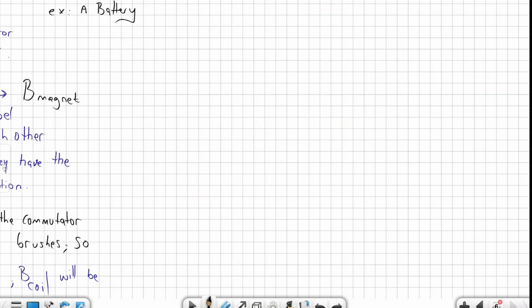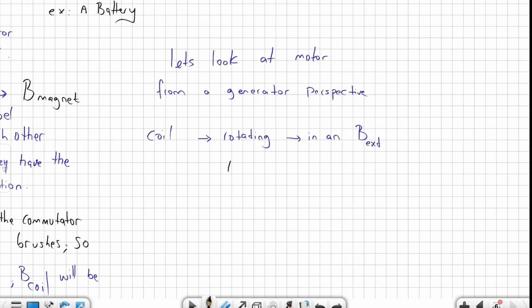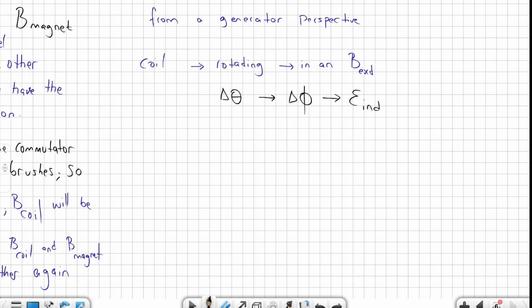Let's look at the coil of the motor from the perspective of the generator. We have a coil that is rotating inside an external magnetic field. Whenever we have rotation of a coil inside the magnetic field, we have a change in theta, and since we have a change in theta, we always will have a change in flux. We studied that whenever we have a change in flux, we have induced EMF. We have two EMFs, an EMF from the source, which is the battery, and another one that's induced because of the change in flux.